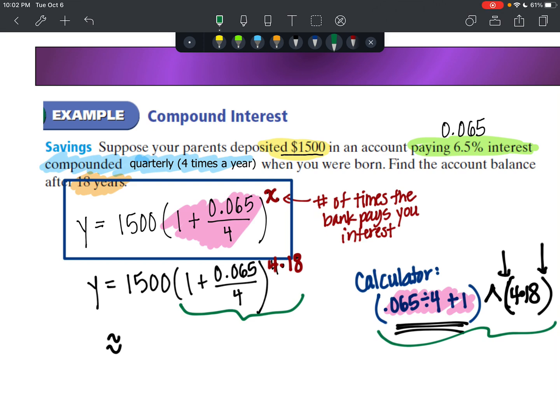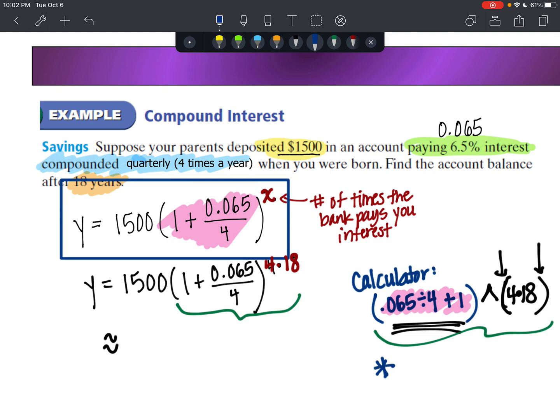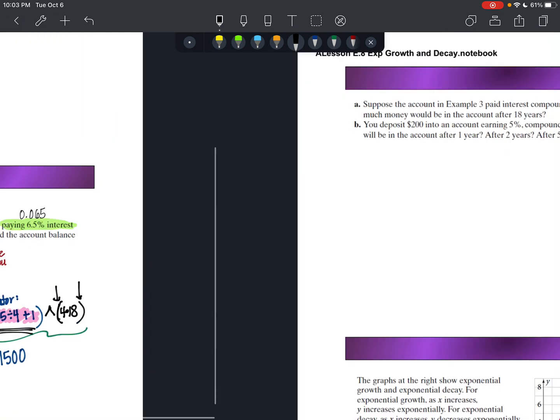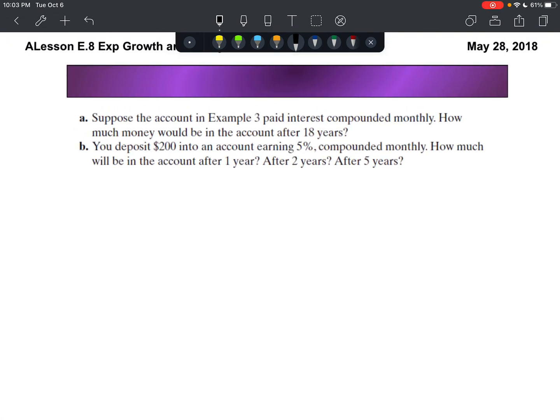Then in your calculator you're going to hit times 1500. And when you put that into your calculator the way I've just told you to, you should get $4,787.75. So if you got that amount, then you put it into your calculator properly. Yay for you. Give yourself a pat on the back. You did it. Okay, now you get to try compounded monthly. Same amounts, just this time instead of compounded quarterly, we're going to compound it monthly.